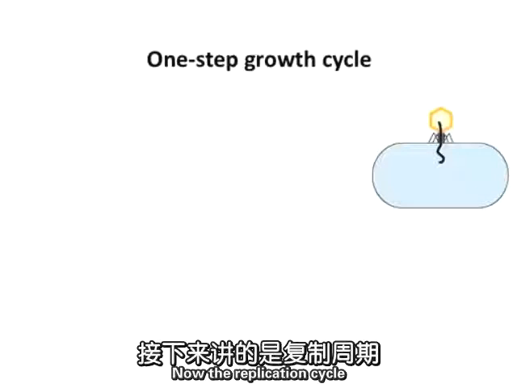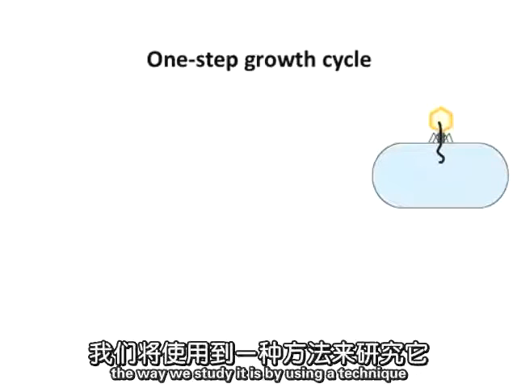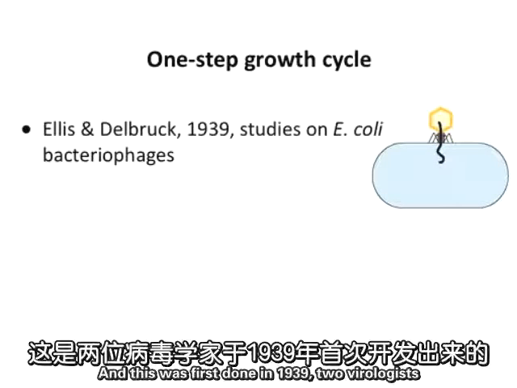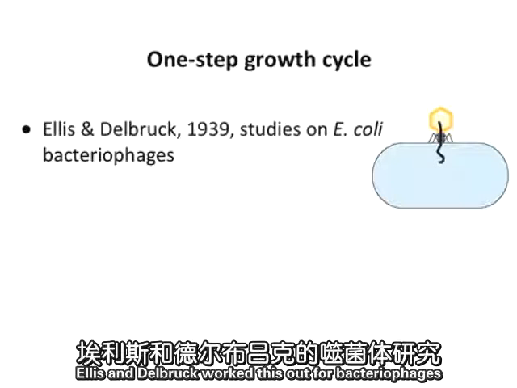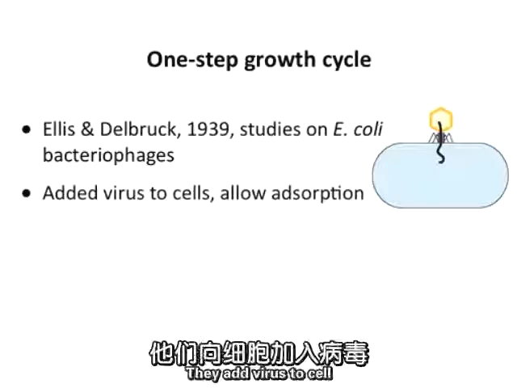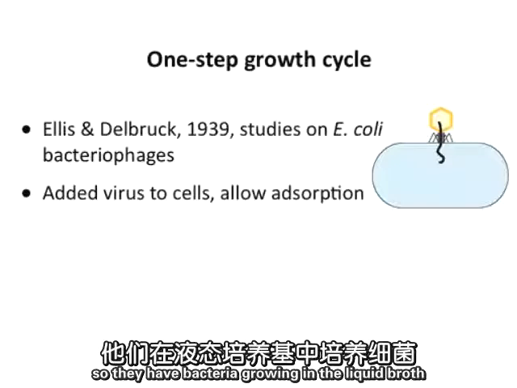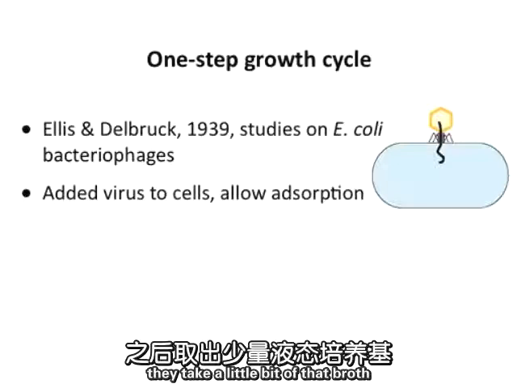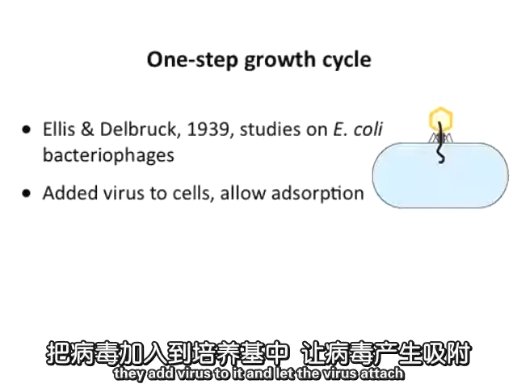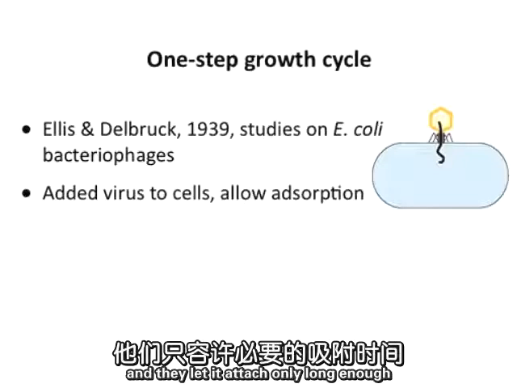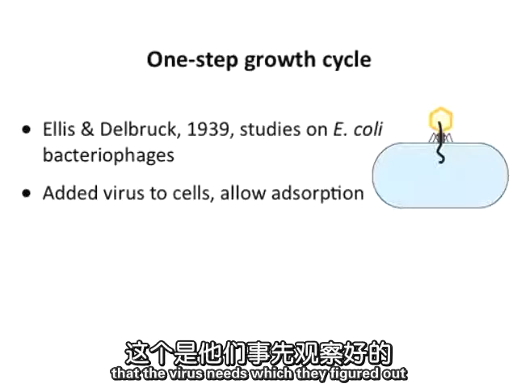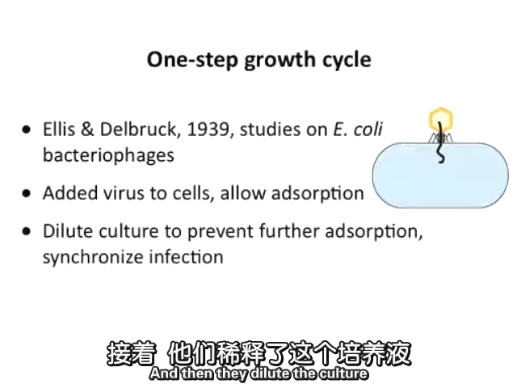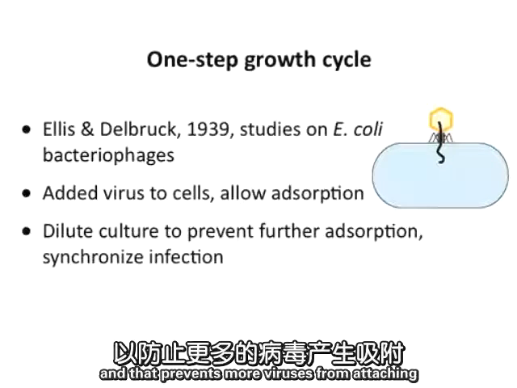Now, the replication cycle, the way we study it is by using a technique called the one-step growth cycle. And this was first done in 1939. 2 virologists, Ellis and Delbruck, worked this out for bacteriophages. So what they did, they add virus to cells. So they have bacteria growing in a liquid broth. They take a little bit of that broth, they add virus to it, and let the virus attach. And they let it attach only long enough that the virus needs, which they figured out. And then they dilute the culture.